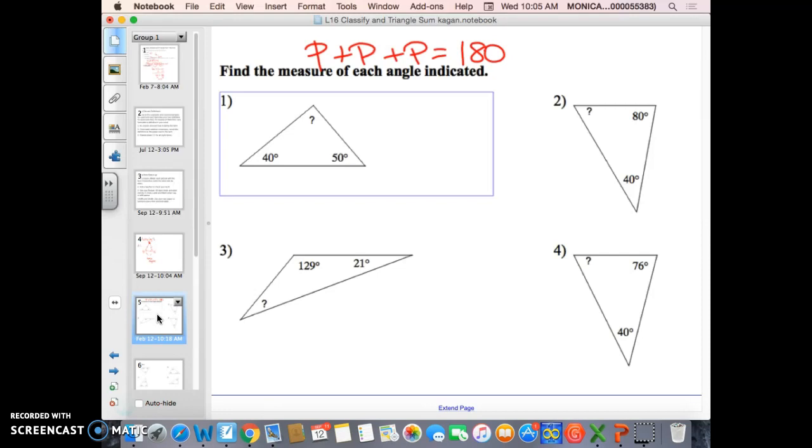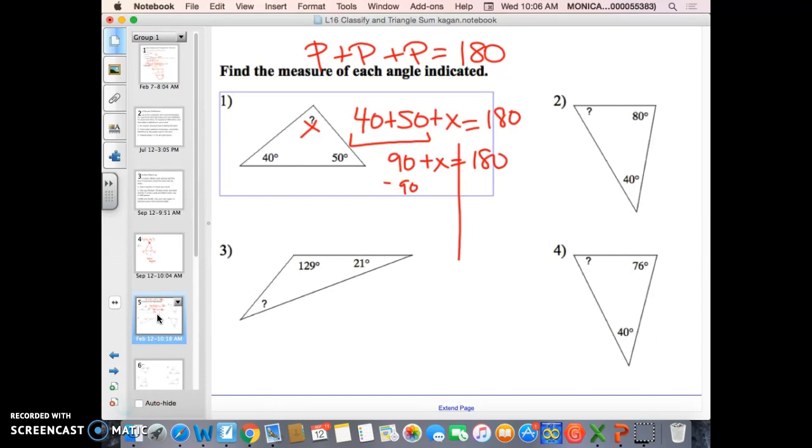Okay? So let's look at what we've got. We've got a situation where we want to find our missing angle. So it's going to be 40 plus 50 plus the other part, which we don't know. So I'm going to call this x, equals 180. So you just combine your like terms. That's 90 plus x equals 180. When you go across the equal sign, you subtract 90 from both sides. So I know that x equals 90. So in this case, this would be a 90-degree angle.